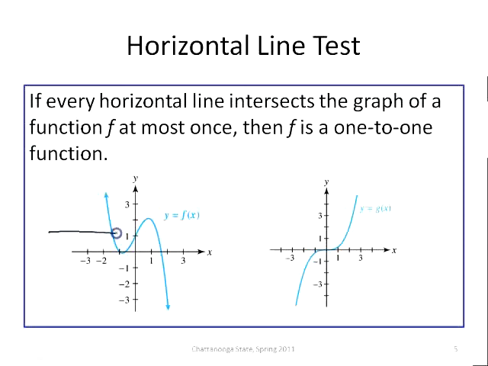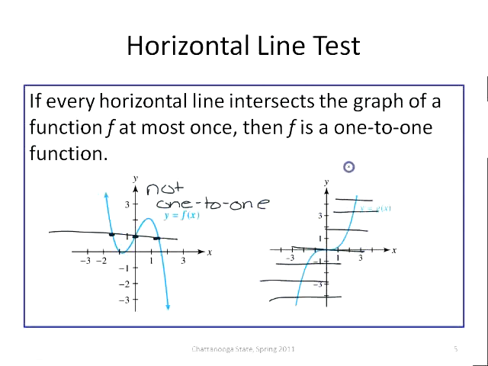This function fails to be one-to-one because this horizontal line actually touches the graph 3 times. So this is not one-to-one. But any horizontal line I draw on this graph is only going to touch it one time. So this graph is one-to-one.